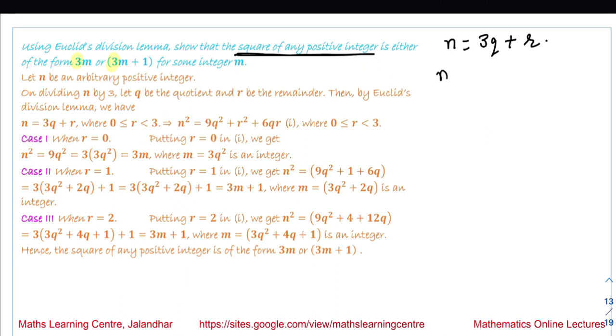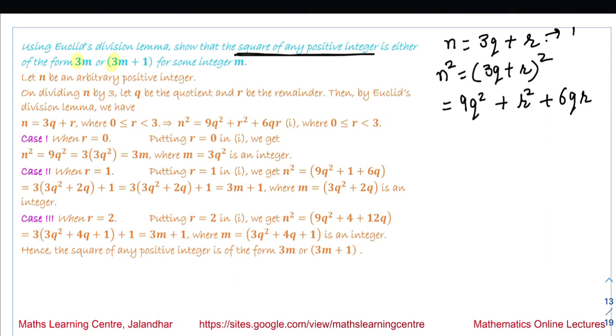So we square this number, we get n square is equal to (3q plus r) square, that is equal to 9q square plus r square plus 6q into r. What are the values of r that we have? It is 0, 1 or 2. So if we substitute 0 in this, we get n square is equal to 9q square. This is for r is equal to 0.